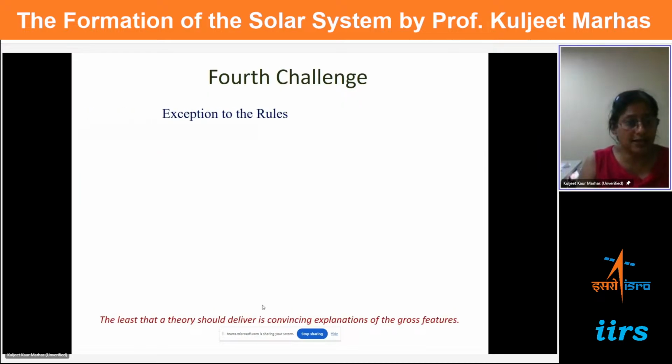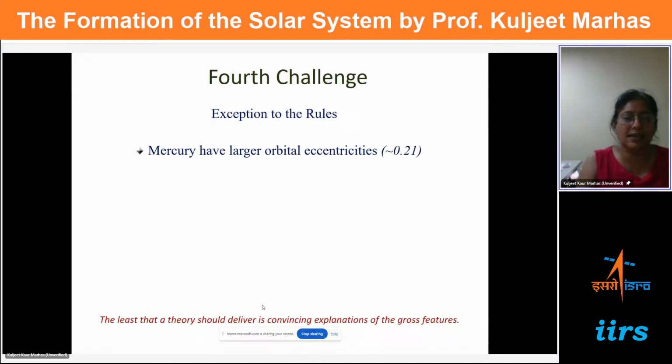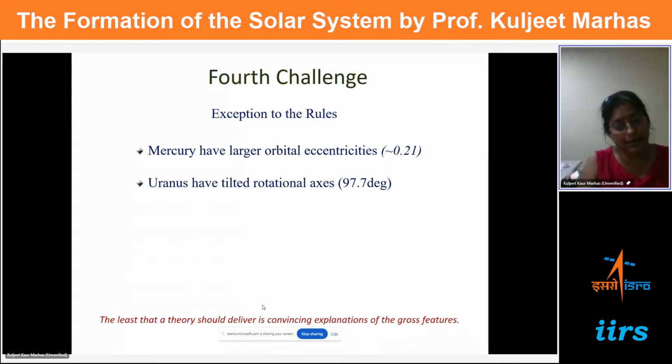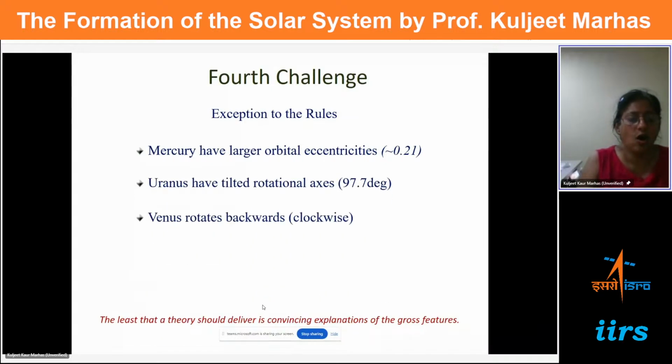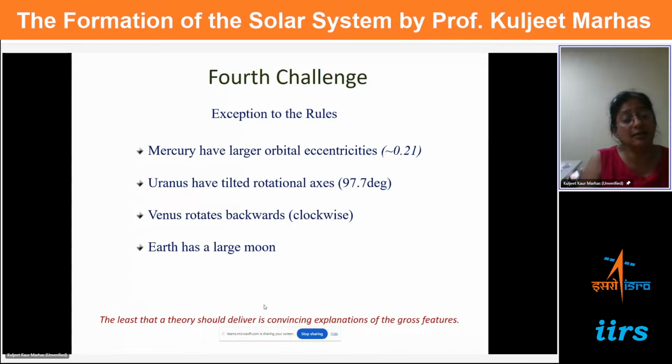So now the fourth challenge, that is exceptions to the rules, which don't follow the rules I talked about. Like Mercury has a large orbital eccentricity, or Uranus is very tilted in its rotational axis, or Venus rotates backward. It is clockwise, whereas everything else rotates counterclockwise. And Earth has a large moon comparatively to other moons that you see. These are some of them. There might be many exceptions which you would like to put in, but as of now, let's go with this.